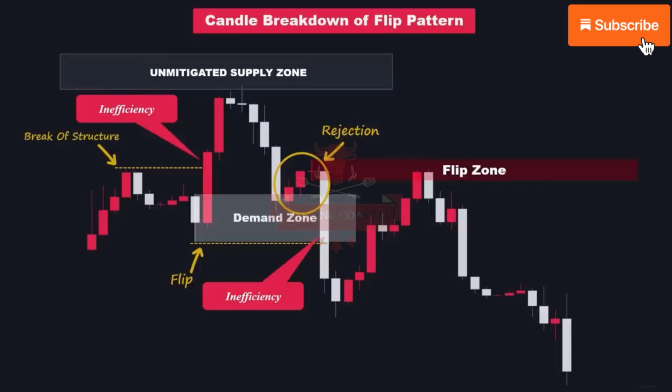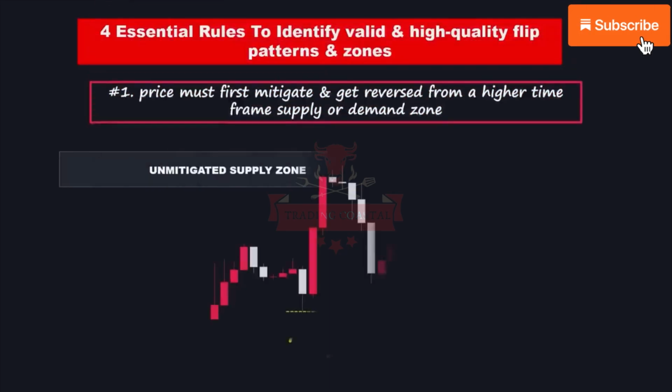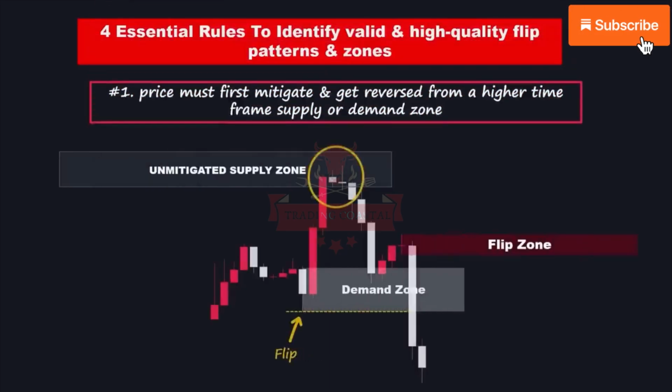Now, let's see the rules and criteria for identifying valid and high-quality flip patterns and zones in the market. There are 4 essential rules that we must follow in order to identify valid flip patterns and flip zones with a high probability of success. Rule number 1 states that, for a reversal flip pattern to be considered valid, price must first mitigate and get reversed from a higher time frame supply or demand zone.